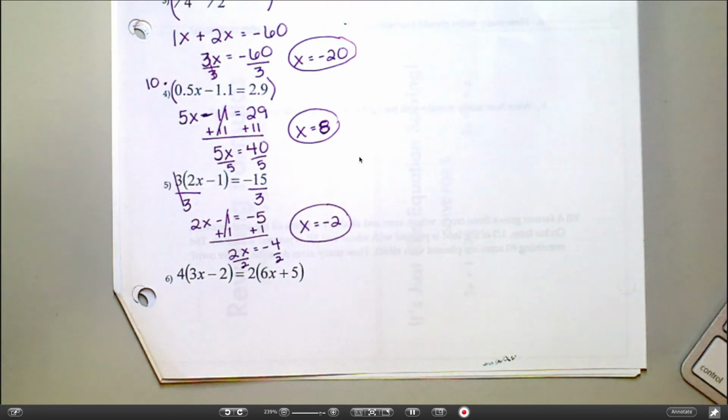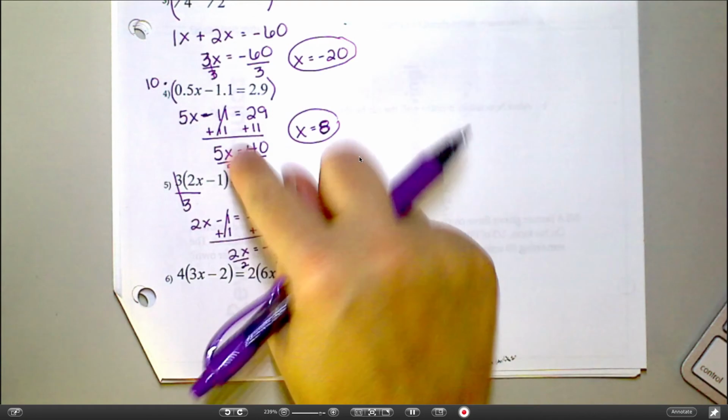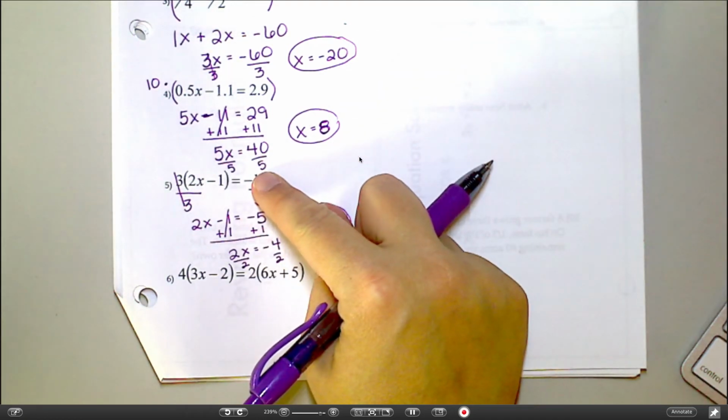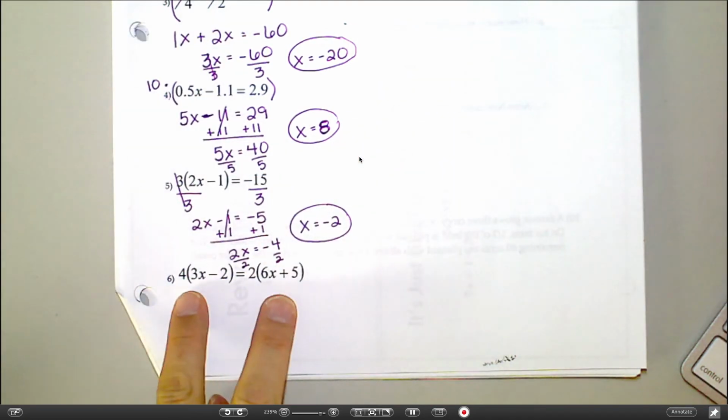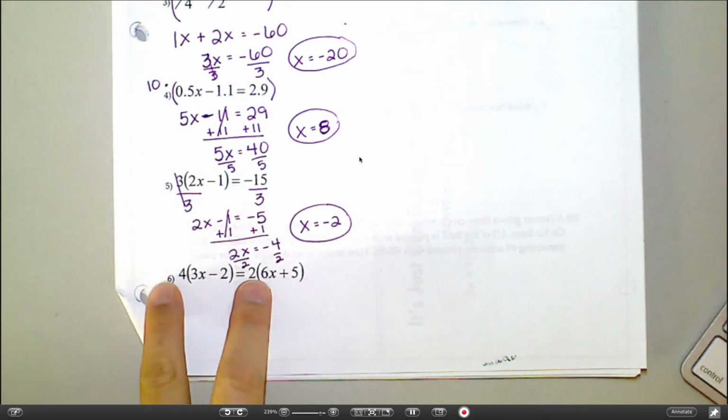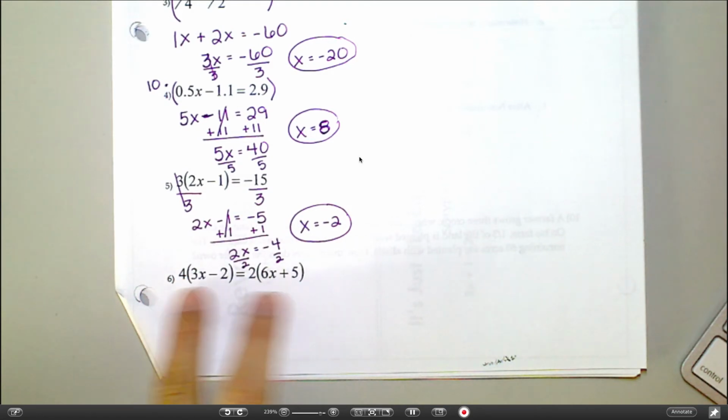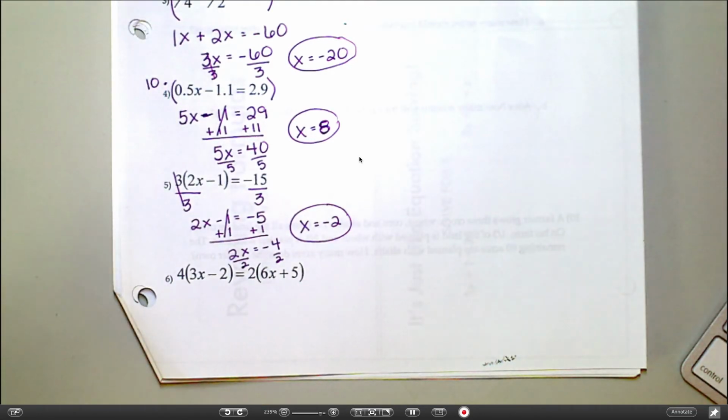Okay. Number 6. Now, there I've shown you how to just get rid of that number straight off the bat. Number 6, I don't really have a good choice but to distribute. Because I have numbers in front of the parentheses on both sides. So I don't have a good way to divide and get rid of that.